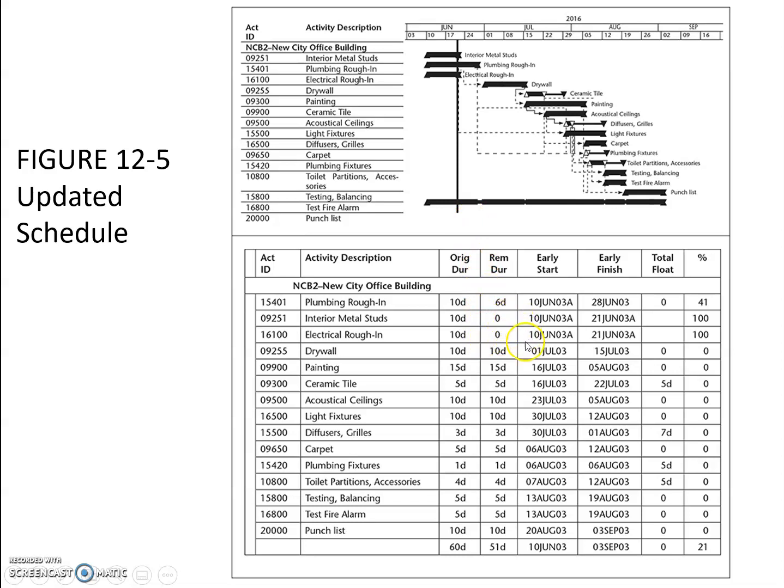So in this case, the information for the activities will change compared with the original schedule. For example, the remaining duration for some of the activities which have been started or completed will change, and the percentage completion of the activities may also change.